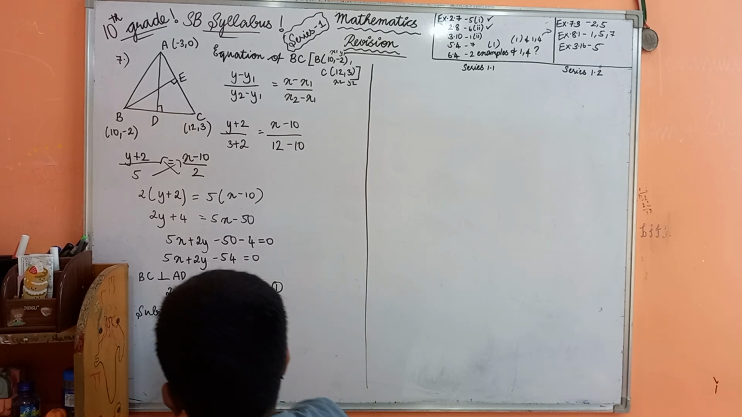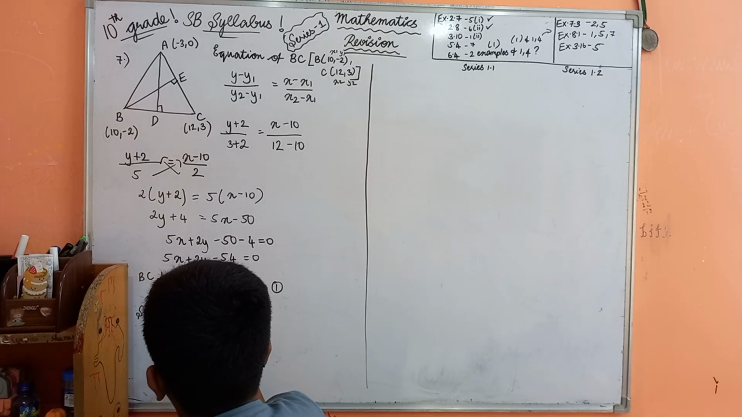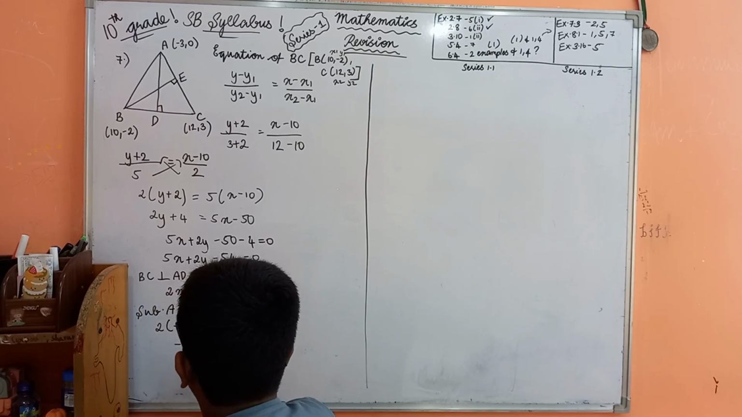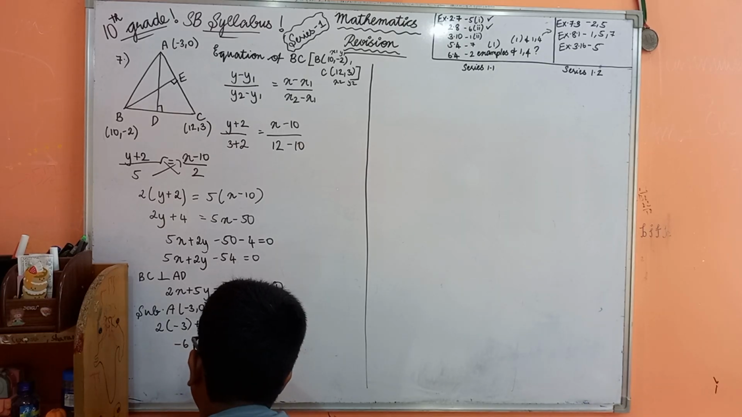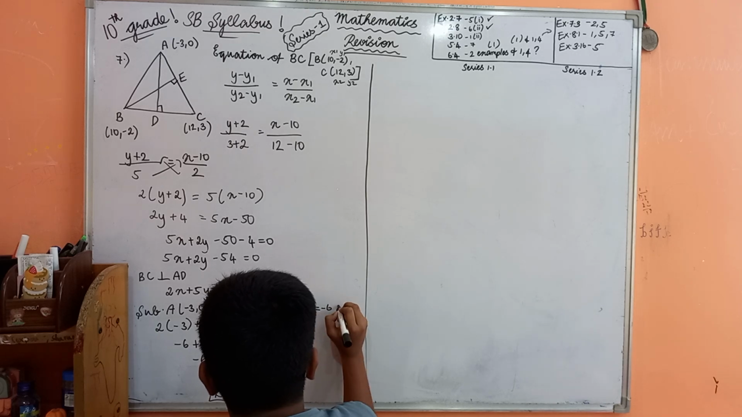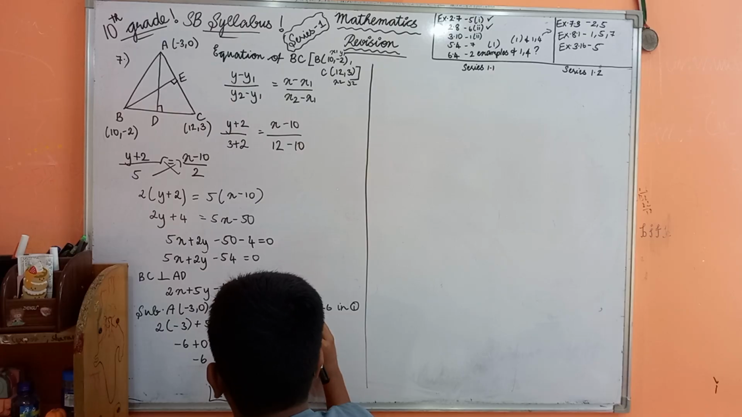So we get 2 into minus 3 plus 5 into 0 minus k is equal to 0. Minus 6 plus 0 minus k is equal to 0. We get minus 6 minus k is equal to 0. Minus 6 will go over to the other side as plus, so k is equal to minus 6. So we have to substitute k is equal to minus 6 in 1. So we get plus 6. So 2x plus 5y plus 6 is equal to 0 is the required equation.